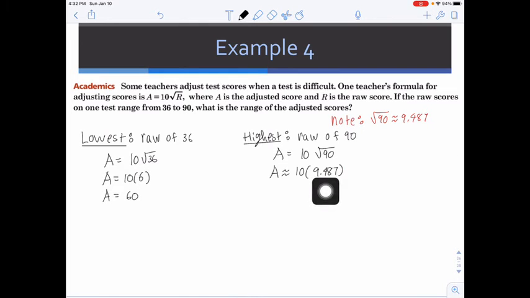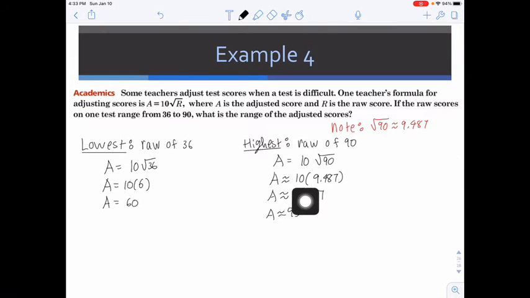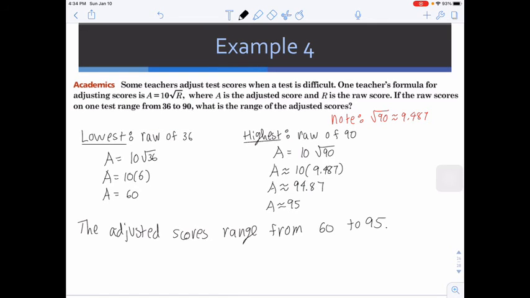Notice that once we use an approximation, we change the equal sign to our squiggly lines, which mean about or approximately. Now we just need to multiply by 10, which means we will move the decimal place over 1 point. When you move the decimal place over once, you get 94.87. So the adjusted highest score is about 95. The adjusted scores range from 60 to 95.